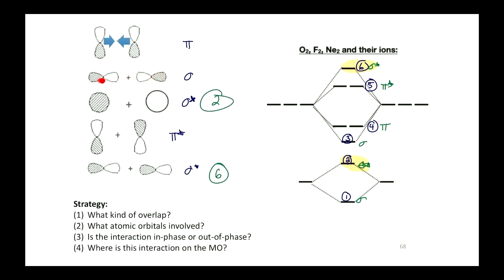Where will this interaction go? Will it go in 1 or will it go in 3? 3, yes. Both of them are sigma interactions, but this interaction is sigma between what atomic orbitals? P. Yeah, so it's going to be 3.